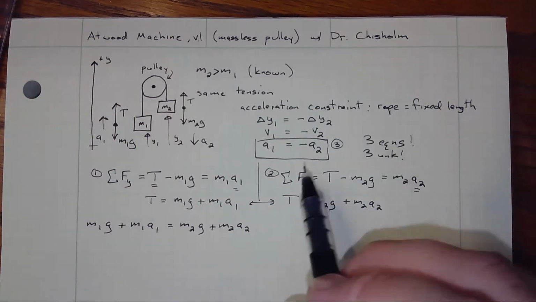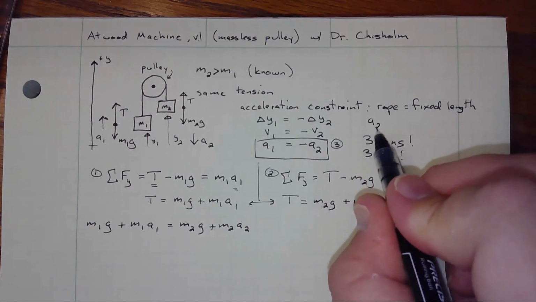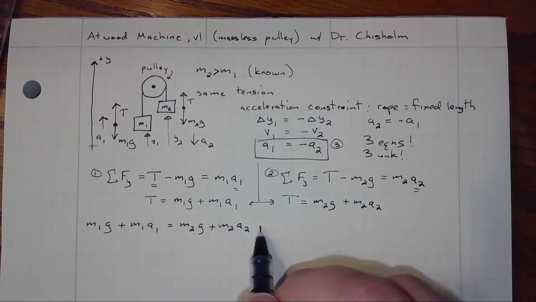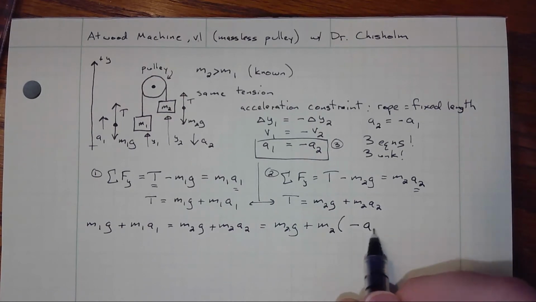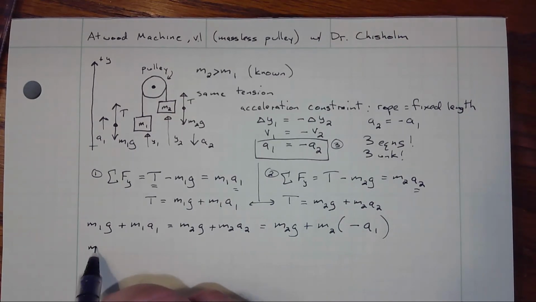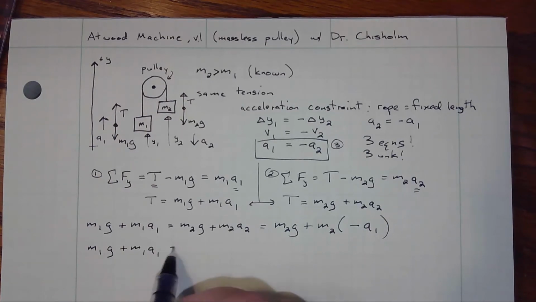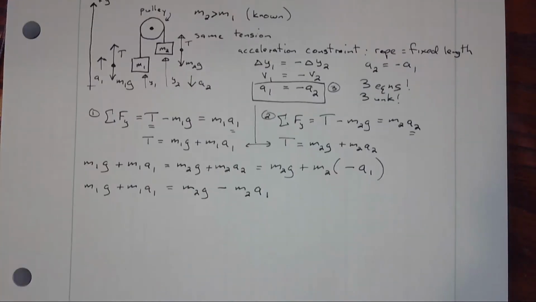And so what I'm going to do is, if a1 is equal to the negative of a2, that means that a2 is equal to the negative of a1, and I'm going to plug that in here. So I have m2g plus m2 times negative a1. We have to keep very careful track of all of these subscripts because we have a subscript on the mass and a subscript on the acceleration. But combining that together, we have m1g plus m1a1 is equal to m2g minus m2a1.